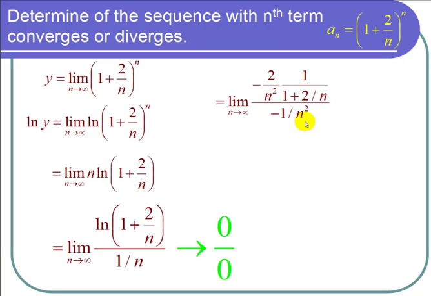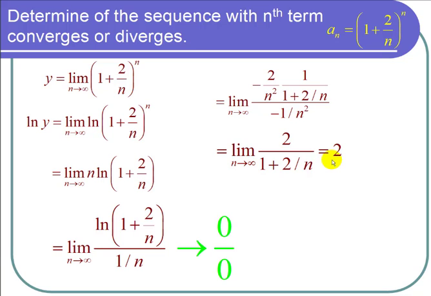So I've gotten rid of the natural log, and let's simplify. We have a 2 over n squared divided by 1 over n squared. That's just 2. And the negatives cancel. So I arrive at the limit as n approaches infinity of, there's our 2 from before, and we still have 1 plus 2 over n in the denominator. So now I can plug in n equals infinity. 2 over infinity is approaching 0, and I get 2 over 1 plus 0, and that's just 2.